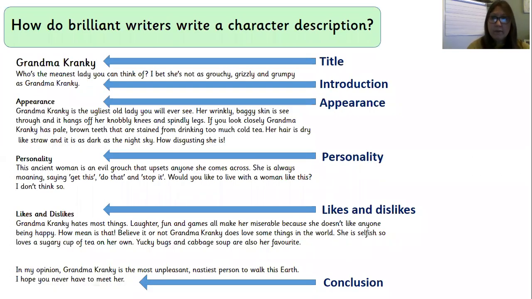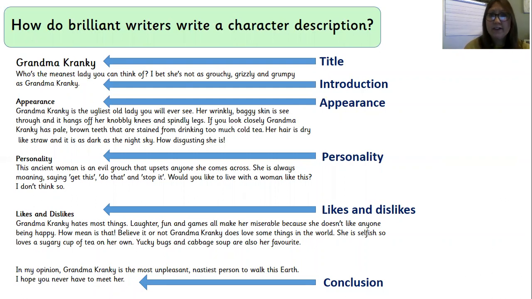Today, though, we are going to be writing a character description on Grandma Kranky, and it's absolutely fine to use ideas that I give you or ideas from the book. This is a bit of a practice this week, ready for writing your own character description next week on somebody else. So let's have a look at breaking down a character description.